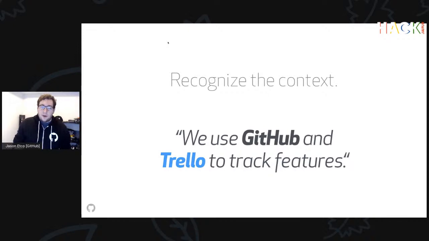Another one is recognize the context. In this example, we use GitHub and Trello to track features. Not everything has to happen in one service or program, but understanding where the different workflows stitch together can be really, really important, right? If we look at how GitHub and Trello integrate or don't integrate, you can start to see inefficiencies with your workflow, right? Let's say I open an issue on GitHub and I want it to show up in Trello, but I want to do it in some very customized way. You could totally make that kind of automation tool yourself.